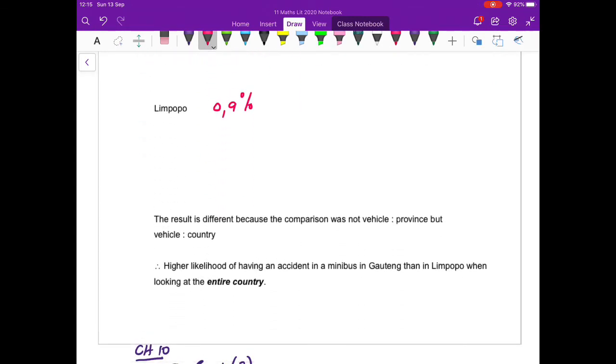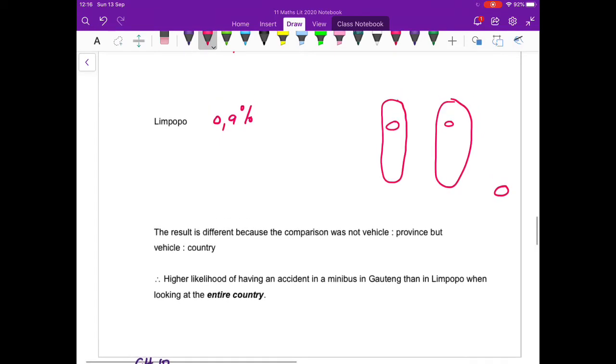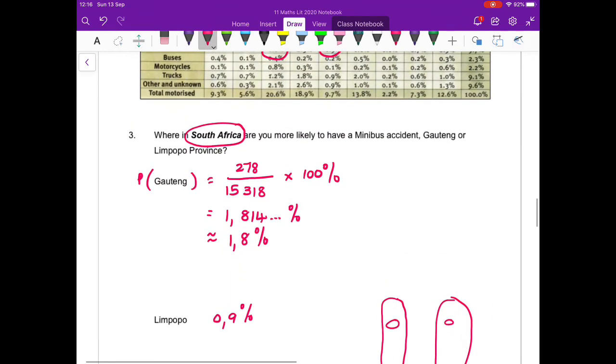Now, the difference is because the comparison was not vehicle to vehicle, as we did Gauteng, Limpopo, but we took Gauteng to our total in the province, Limpopo to the total in the province, and because Gauteng has that many more vehicles than Limpopo, that is why you will see a different scenario or a different outcome, because we are looking at the entire country.